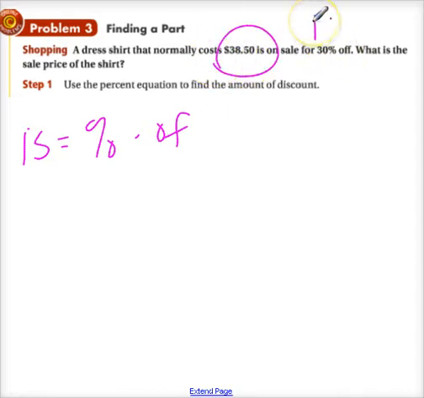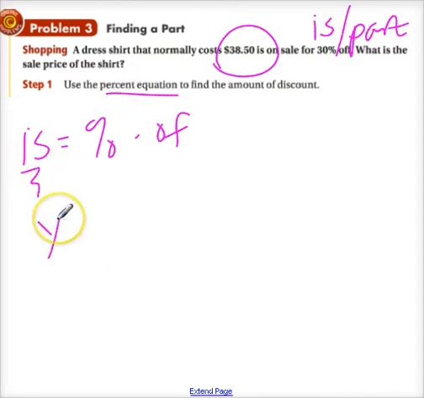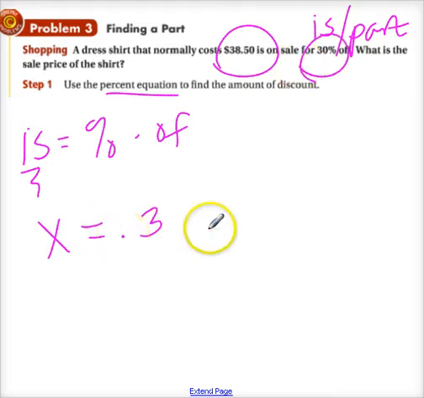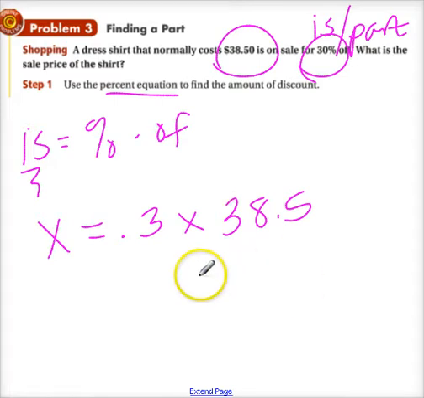We're looking for the is, or the part. Okay, so they want us to use a percent equation. So we're solving for this. We don't know the is. The percentage is 30, written as a decimal is 0.3, and we're multiplying by the whole, 38.5. So 38.5 times 0.3 equals 11.55.